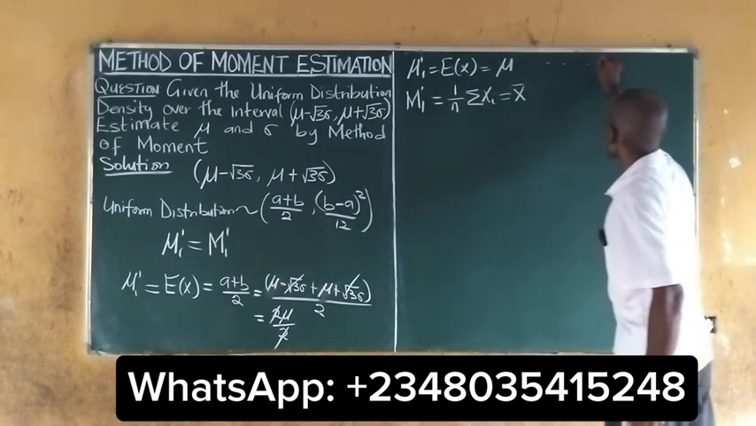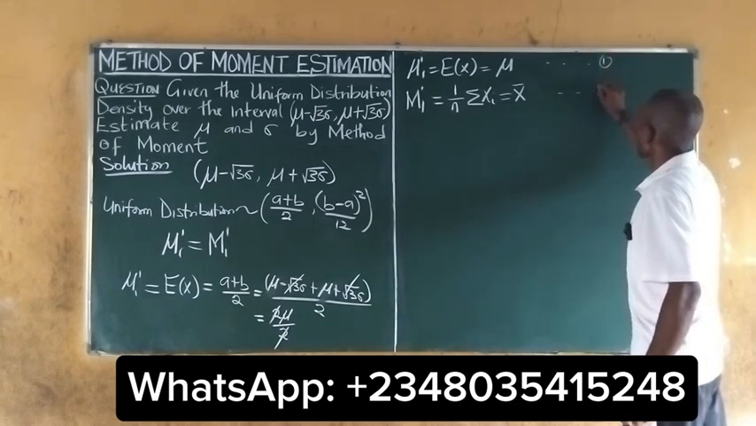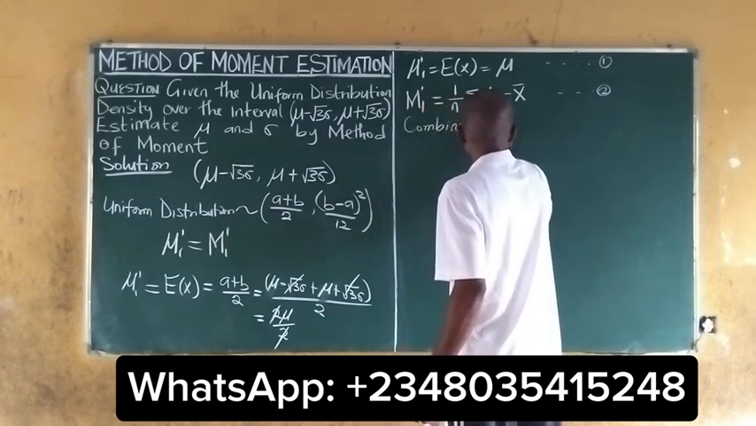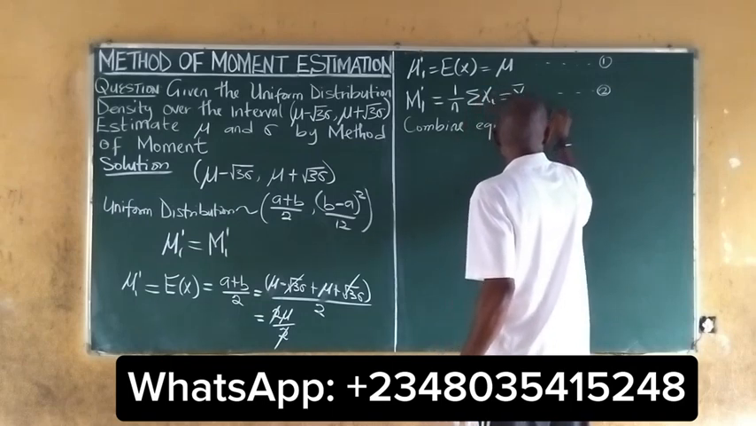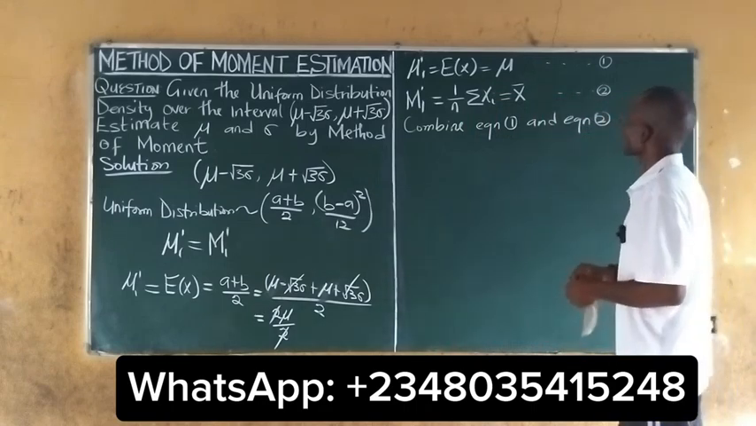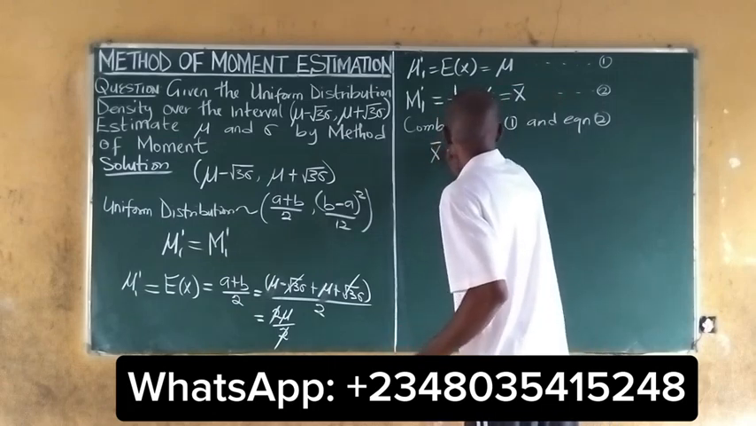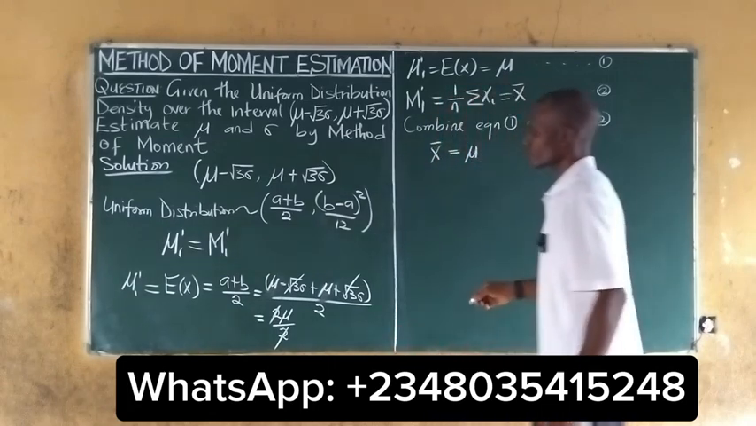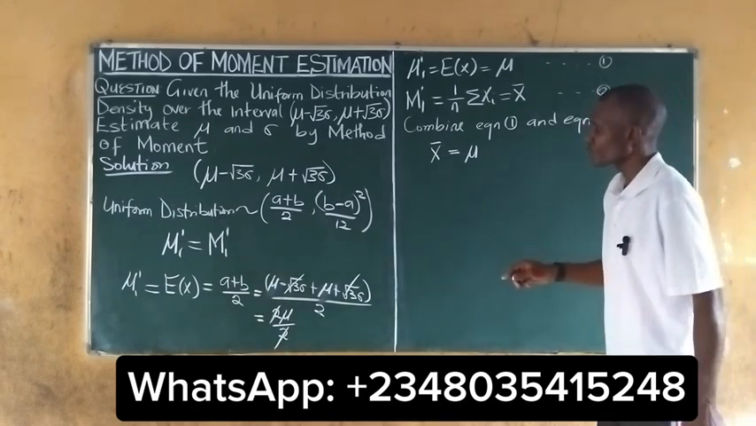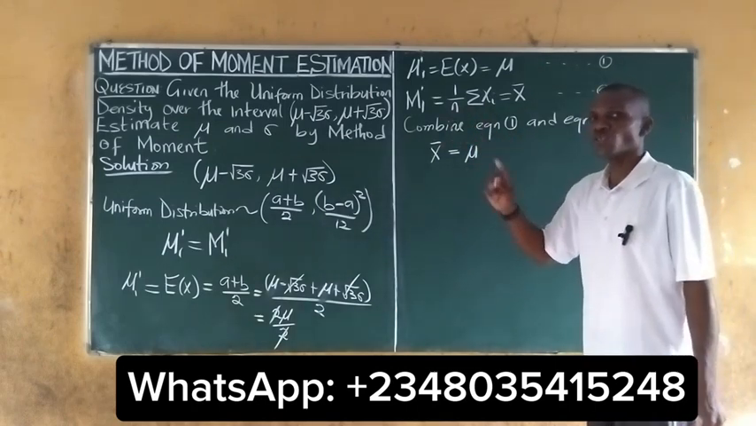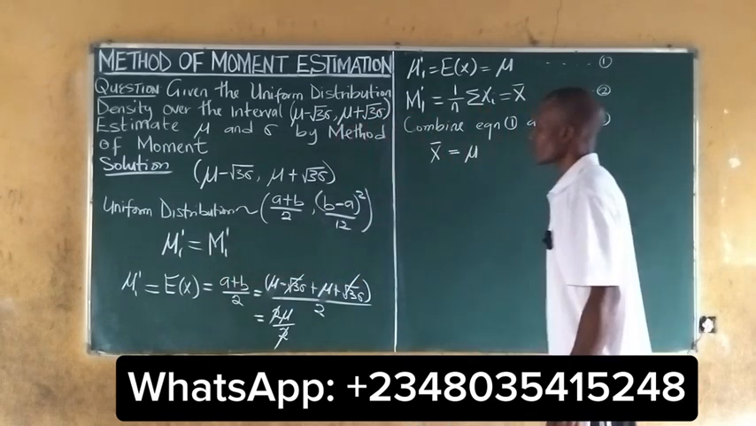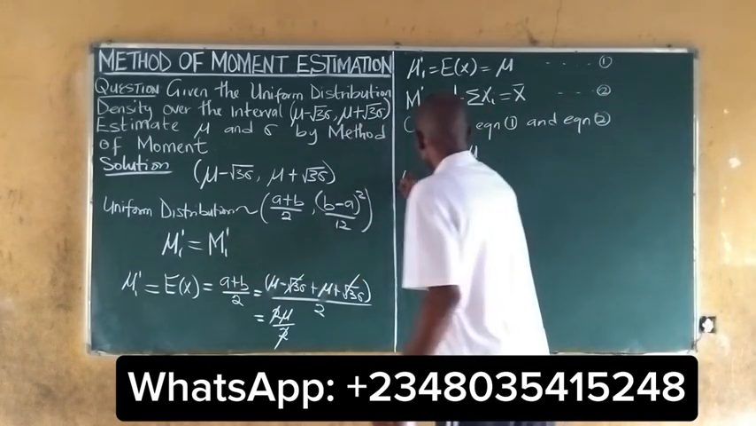So if this is our equation 1 and this is our equation 2, we combine equation 1 and equation 2. When we combine them, we get the mean to be equal to mu. Because the solution to the method of moments is that the population mean must be equal to the sample mean when combined.